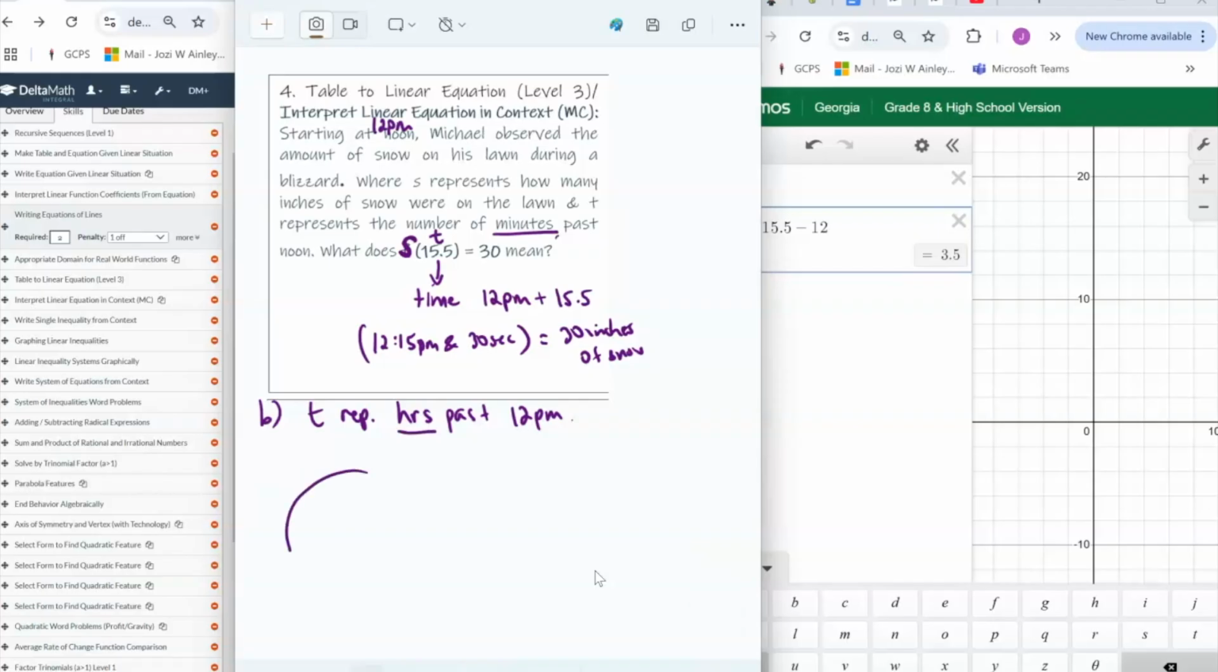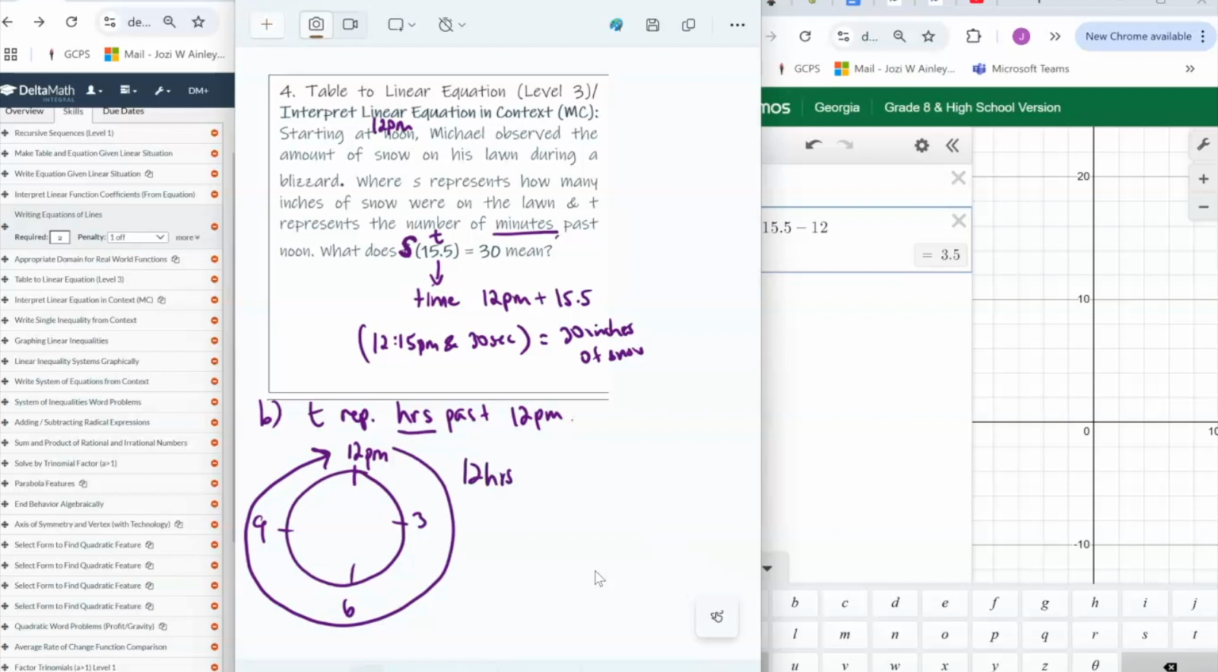All right, well, let's visualize the clock real quick. It starts at 12 right here, it goes to 3 there, 6 here, and 9 here. This is 12 p.m. If I go full round circle, how many hours have I gone? Well, hopefully, if you're starting right here and these numbers are going in sequential order, you'll see that those are 12 hours. So one full circle is 12 hours, right? But I'm trying to get 15.5 hours, now that I've changed the question to hours.